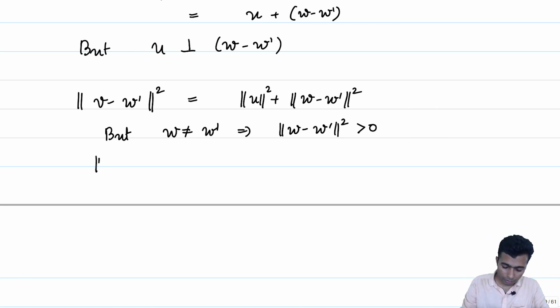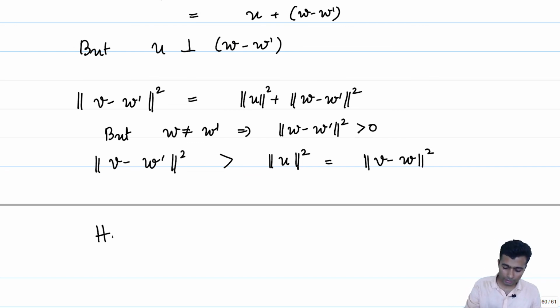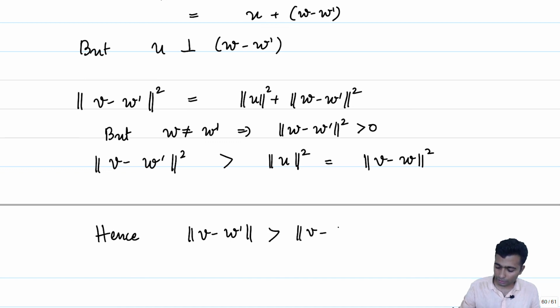Therefore, this number to the left has to be certainly greater than the length of U square. But what is that? That is just equal to V minus W square. Hence, now the square root, it's of square of positive numbers. So therefore, V minus W prime is greater than the length of V minus W. That's precisely what we had set out to prove.